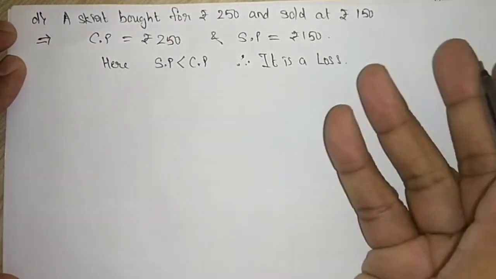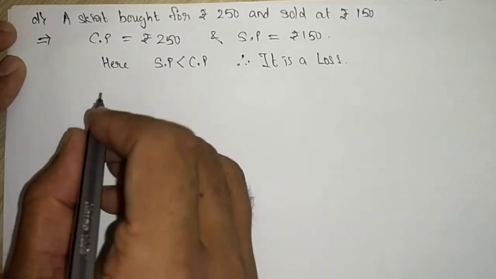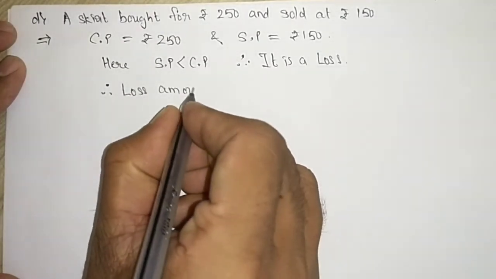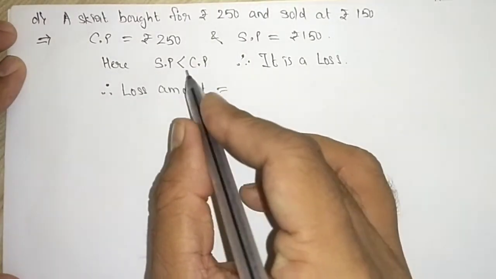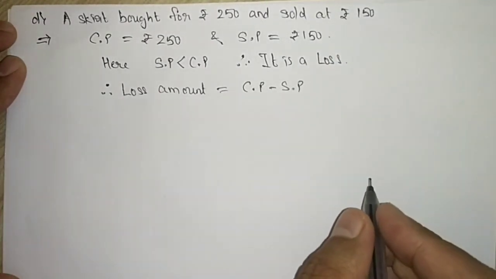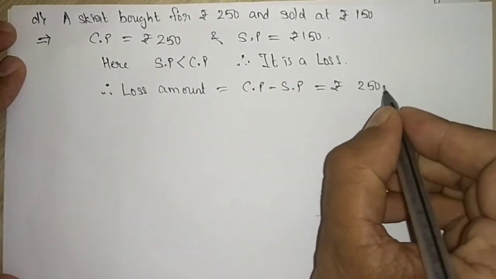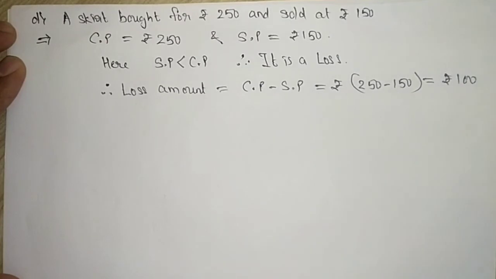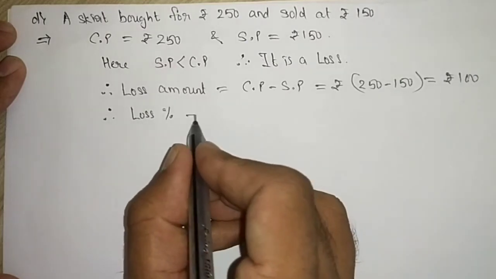Since it is a loss, we are supposed to find loss percentage. But for finding loss percentage, we are supposed to find loss amount. So I will write therefore loss amount is equal to, what is the formula? In profit it was SP minus CP. Here it will be CP minus SP. And what is CP? Rupees 250 minus 150 will give me rupees 100. Loss amount is 100.